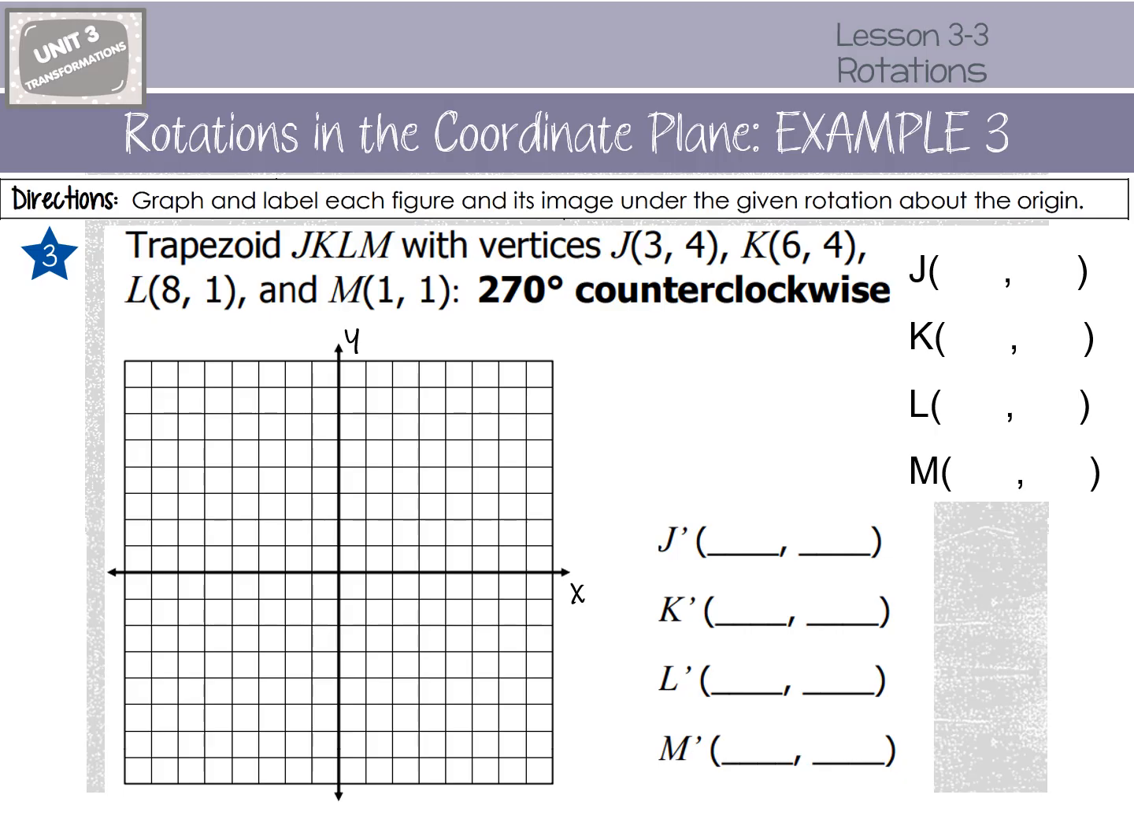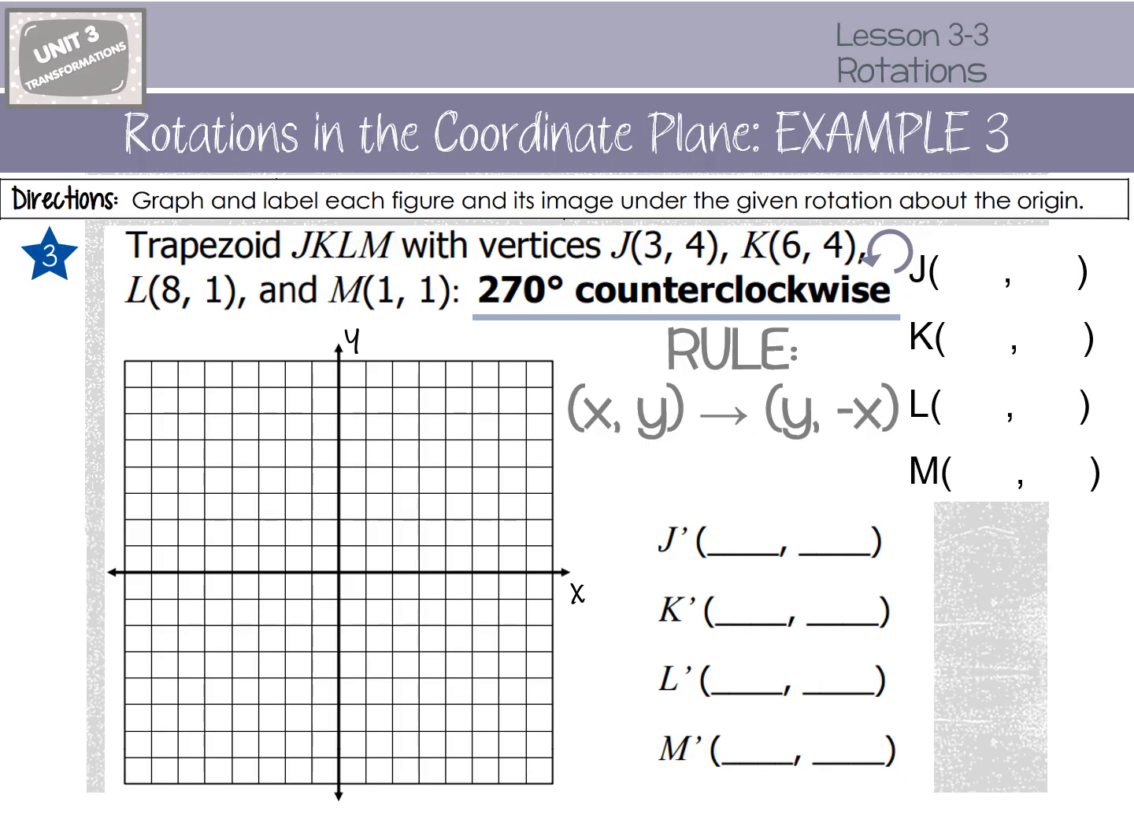Rotations in the coordinate plane. Example 3, trapezoid JKLM has vertices J at the point 3, 4, K is at the point 6, 4, L is at the point 8, 1, and M is at the point 1, 1. We're doing a 270 degree counterclockwise turn. Here is our rule. Let's plot our points. There's our original trapezoid, our pre-image.